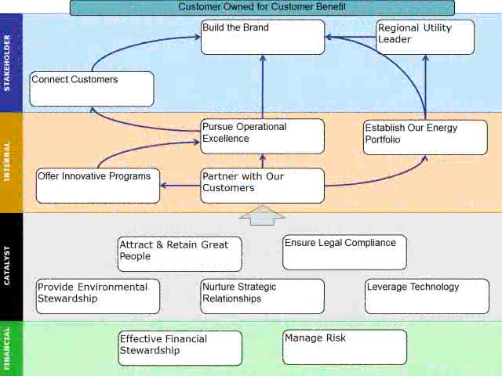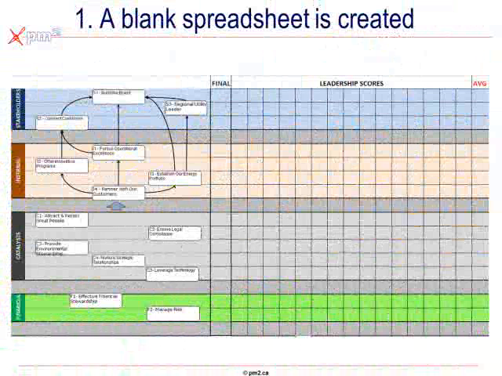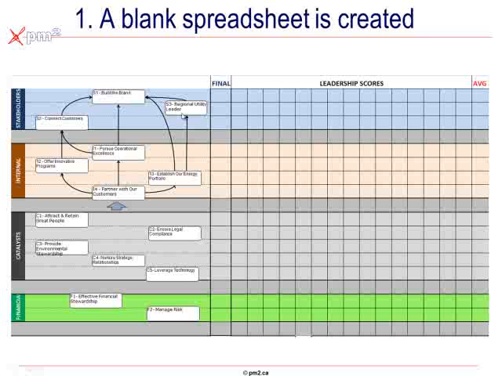The idea is this: we have the overall strategic objective and the strategy map laid out in advance of the session. What we now need to do is, on the Excel sheet, put each strategic objective on its own row. And we'll create enough space over here so that for each participant, we can note down their score.